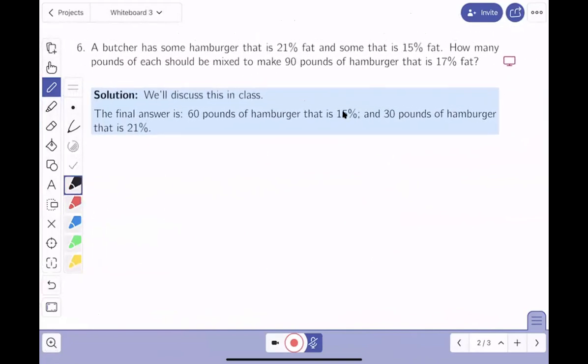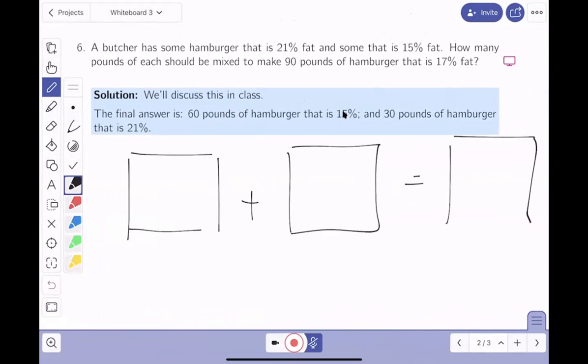A mixture problem. Put this down. And let's write down. A butcher has hamburger meat, 21% fat. Write this over here. Seems like he's interested in the fat. He has some that's 15% fat. How many pounds of each should be used? I don't know. X pounds here. Y pounds here. How many pounds of each should be used to make hamburger that's 17% fat? And he wants to make 90 pounds of it.